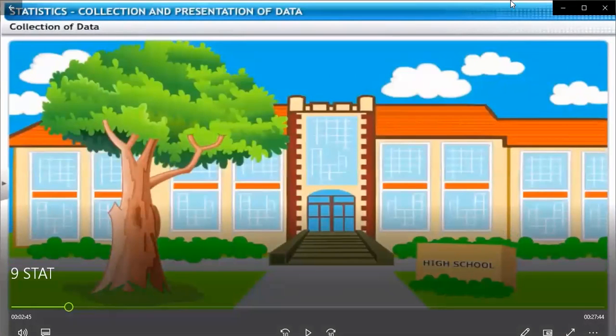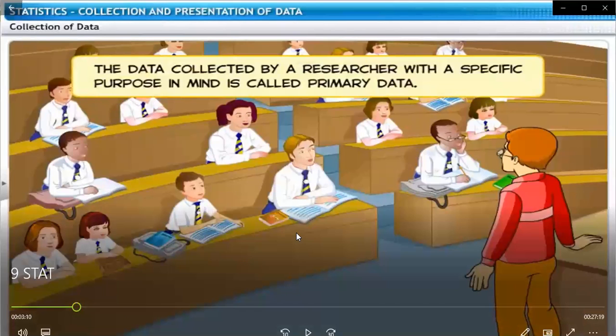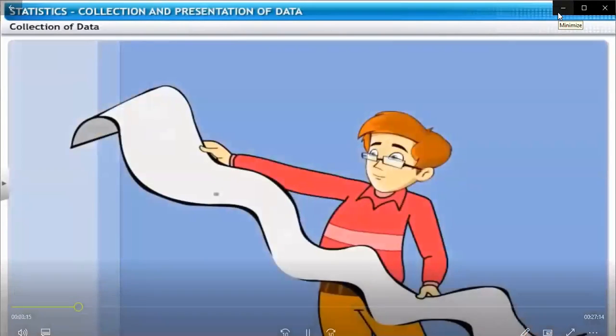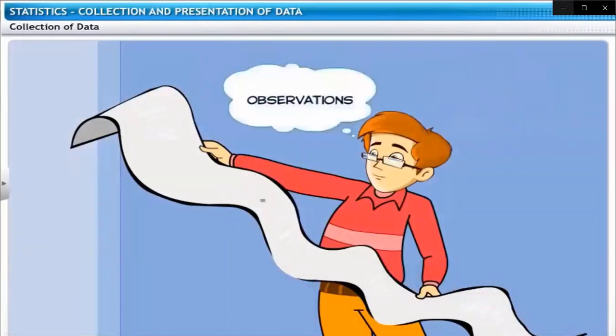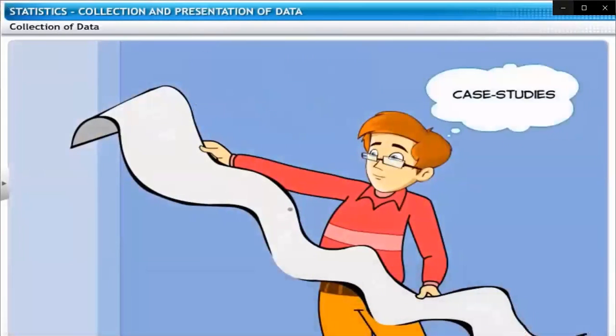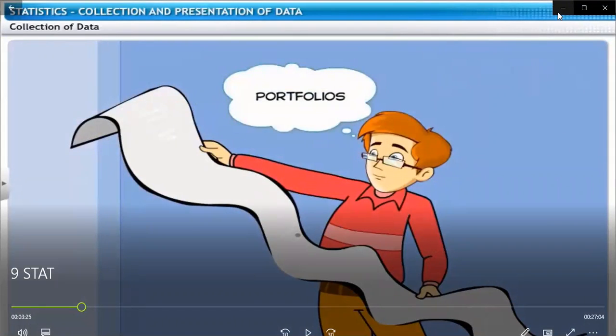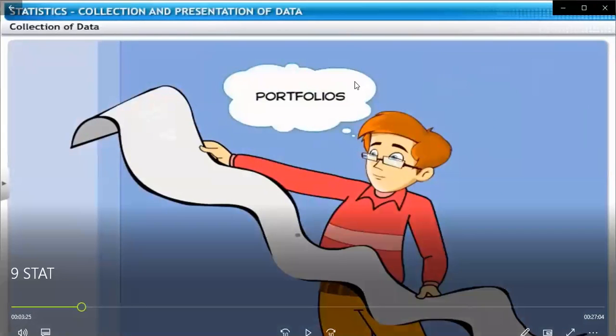So now let's discuss the difference between the primary data and secondary data. Basically, the data collected by a researcher with a specific purpose in mind is called primary data. There are various ways through which we can collect primary data, for example questionnaires, interviews, observations, opinion polls, case studies, portfolios, etc. But it's really tough to collect the data personally, and that's why it is called primary data collection, and it takes time also.